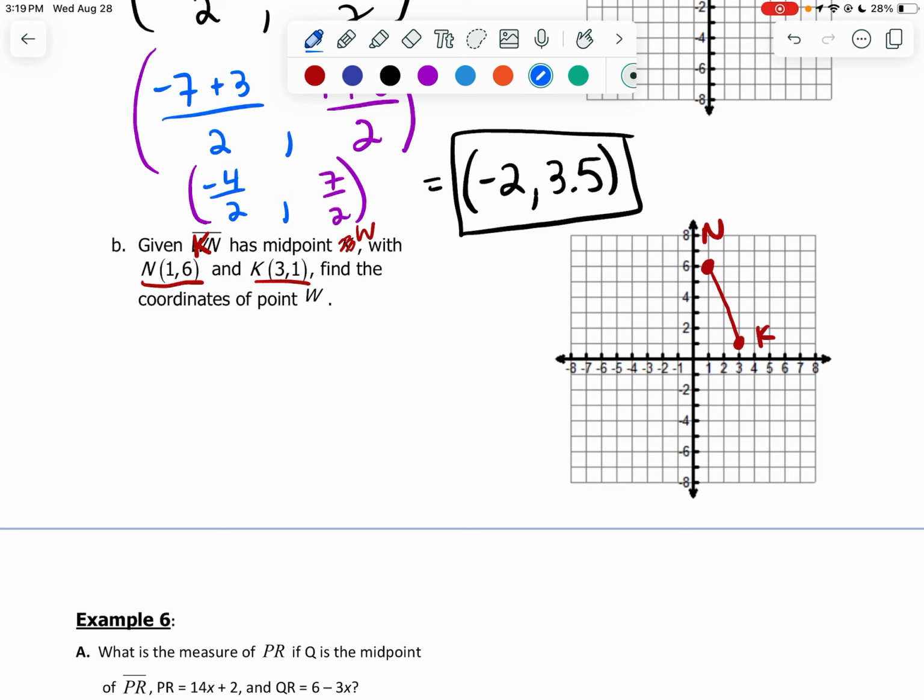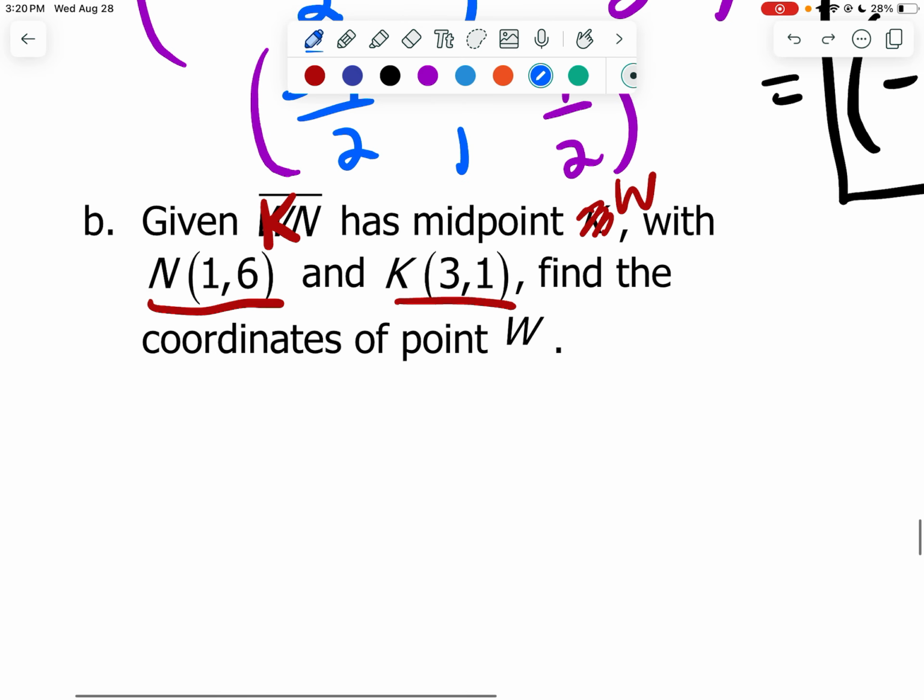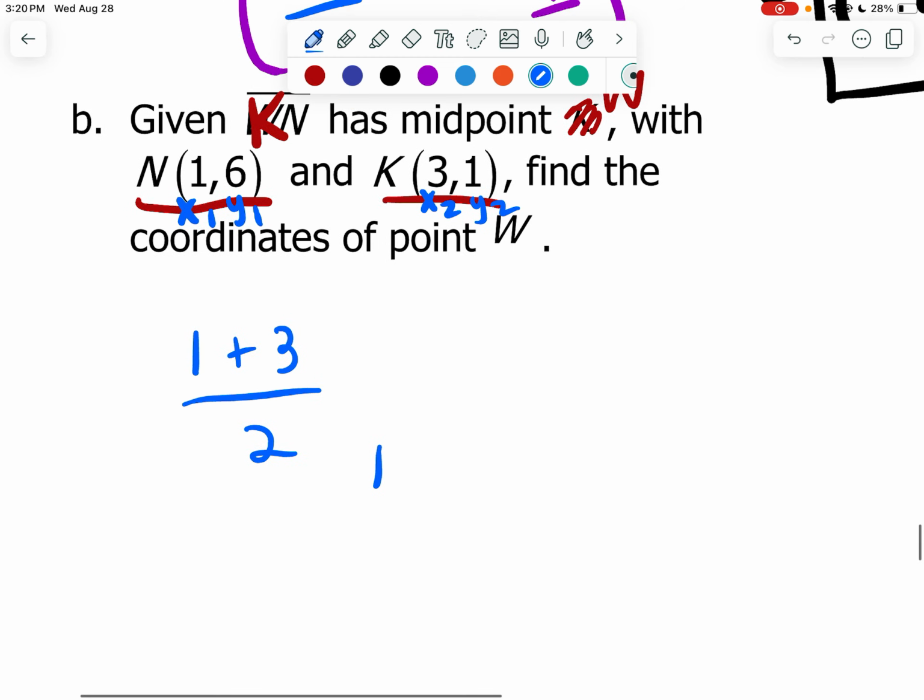All right, so hopefully you used your formula. So formula says add your x's. Label your points. Add your x's. So 1 plus 3 divided by 2. 6 plus 1 divided by 2.